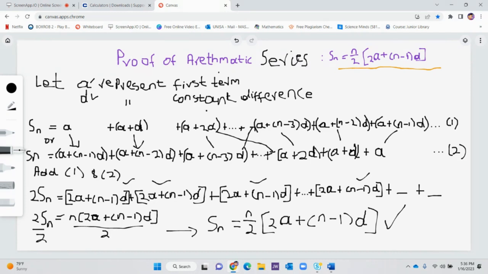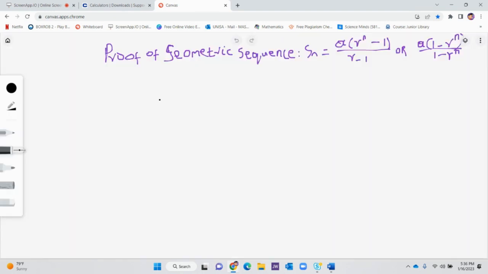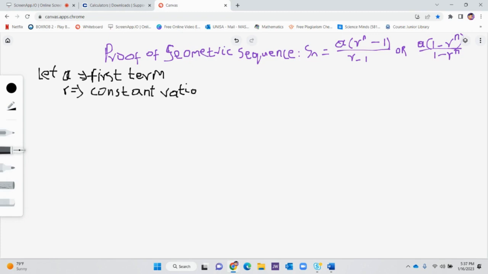All right, so now we're going to do the proof of a geometric series. With this one, where do we start? We start the same way that we started with the previous one. We first let a represent the first term, and then we let r represent the constant ratio.